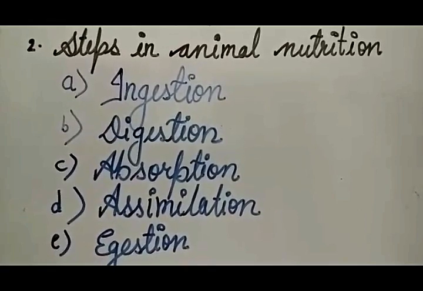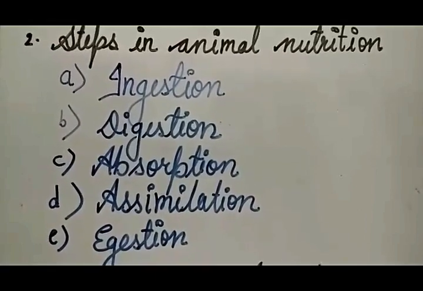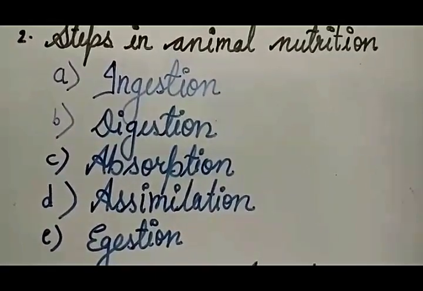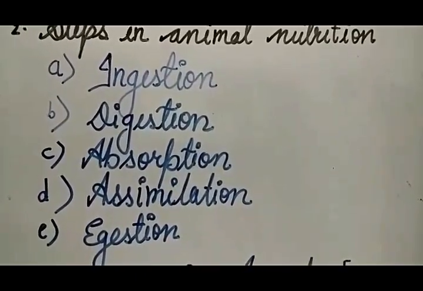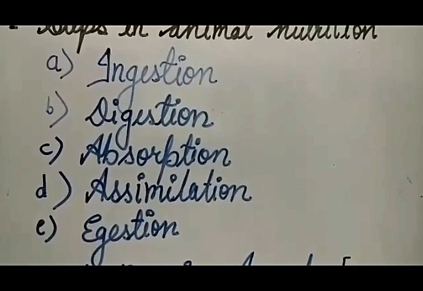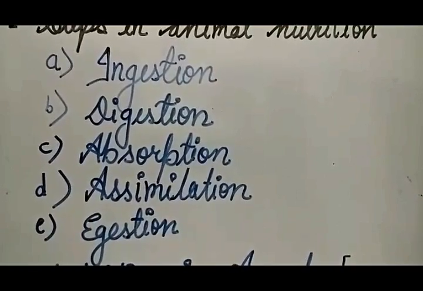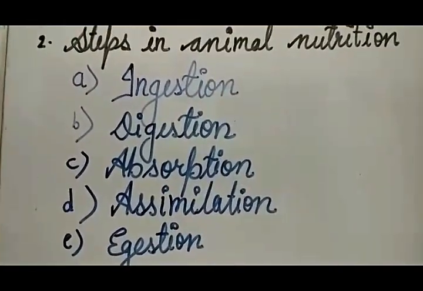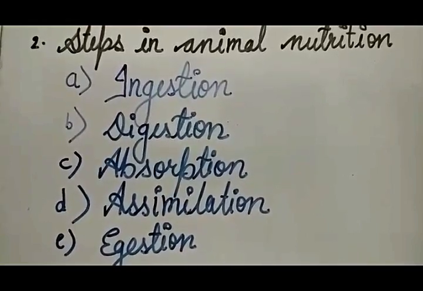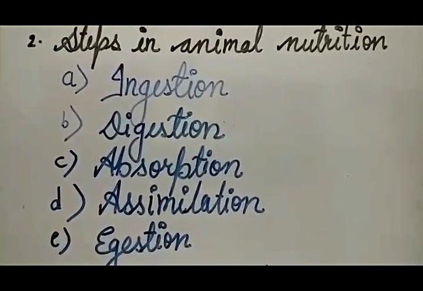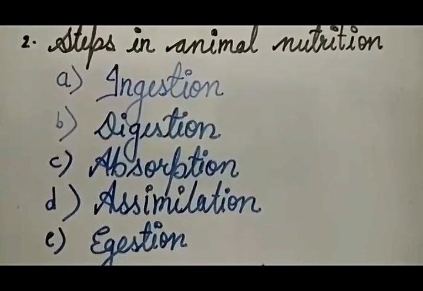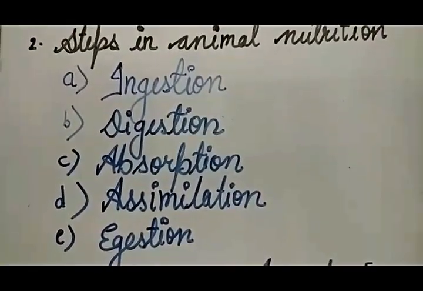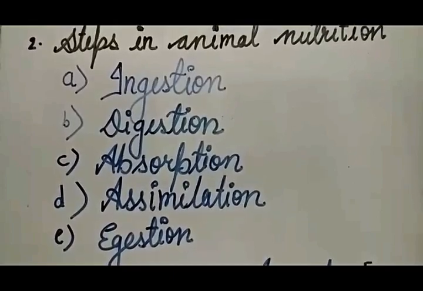If we talk about steps in animal nutrition, first comes ingestion, then digestion, then absorption, assimilation and egestion. As we have already discussed that all the animals need food to stay alive, so after taking in food, all the food items undergo these 5 steps.